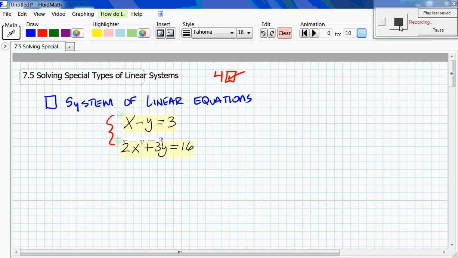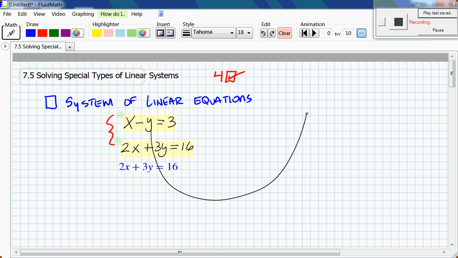Okay, so for section 7.5, Algebra 1, we're going to talk about solving special types of linear systems, and there's 4 boxes. We're going to begin by reviewing what a system of linear equations is. So if I have x minus y equals 3, and I have 2x plus 3y equals 16, I'm going to go ahead and solve those by graphing.